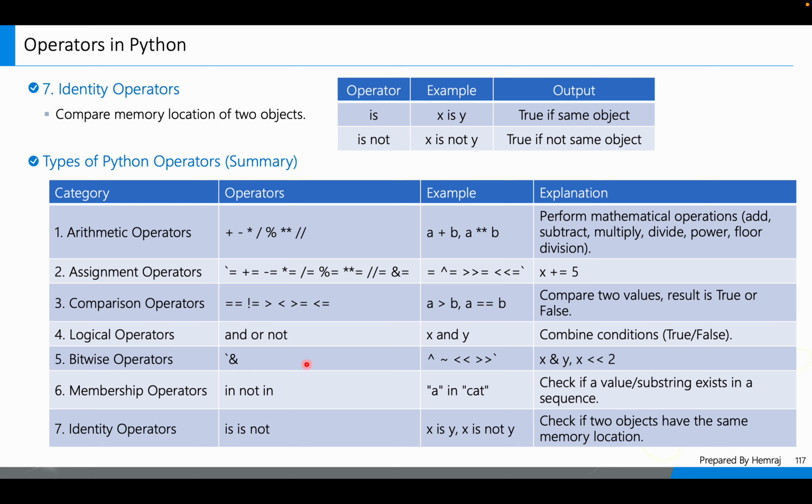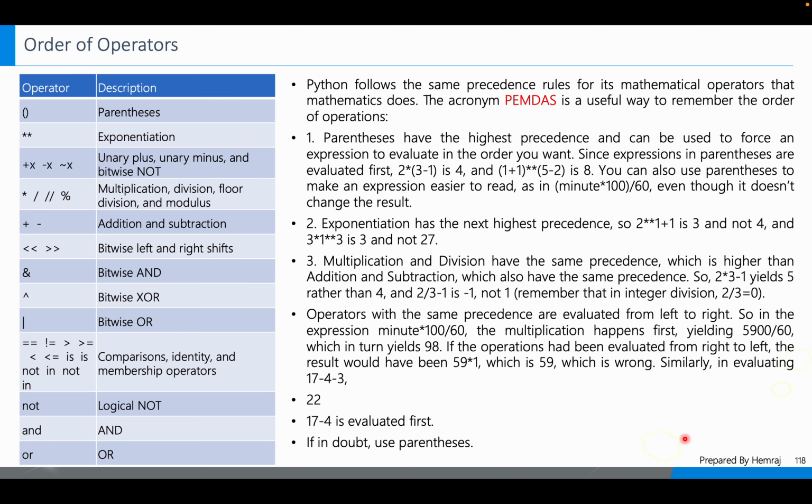Bitwise operators act on the bits. Membership operators, in and not in. There are two operators here. They check if a value or substring exists in a sequence or not. Identity operators, is or is not, right? Membership operators, in, not in, and identity operators, is and is not. There are two operators here. They check if two objects have the same memory location. So these are the operators.